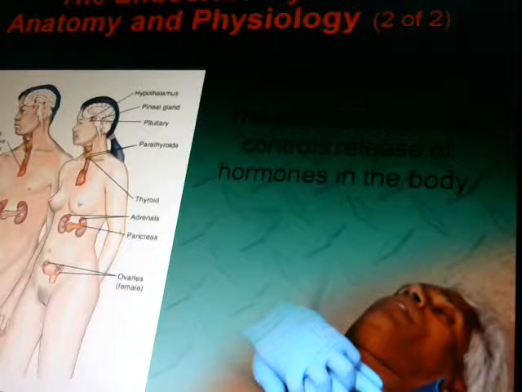The endocrine system controls the release of hormones. There are different places in the body where you'll find glands that release hormones into the body: your ovaries for females, the testes for males, your thyroid gland, your adrenal glands, your pancreas, your parathyroid, your pituitary, your hypothalamus, and your thalamus.